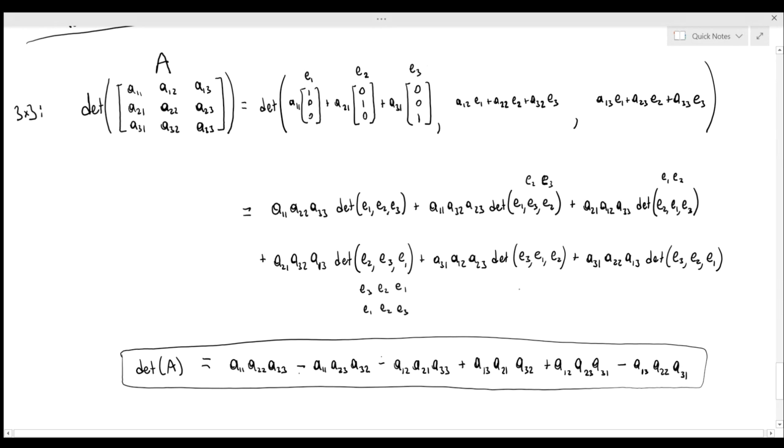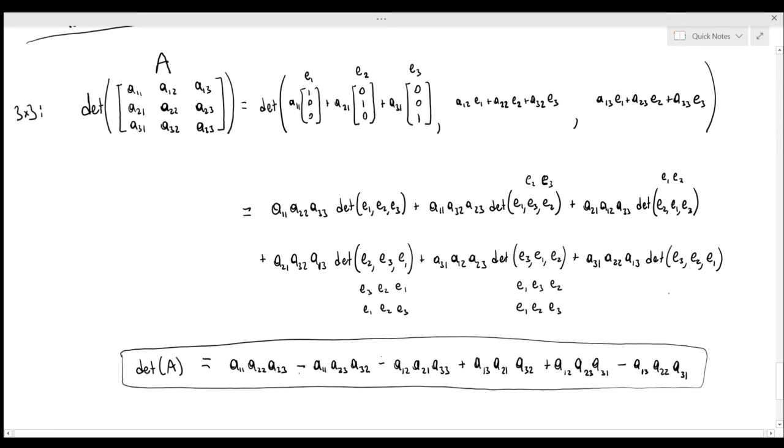Likewise for this one, swap once, and then swap again. So I have to swap twice to get to the identity. So this one is also going to be +1. And then I have A12, A23, and A31.